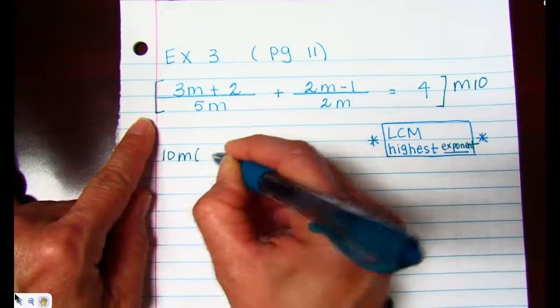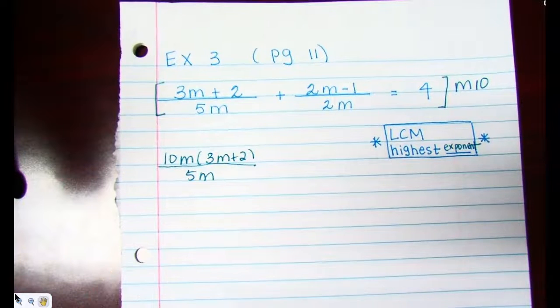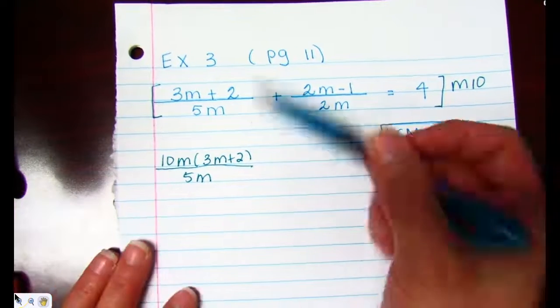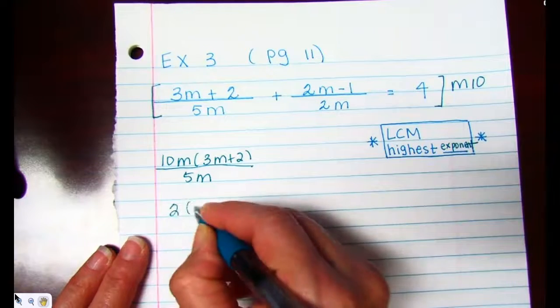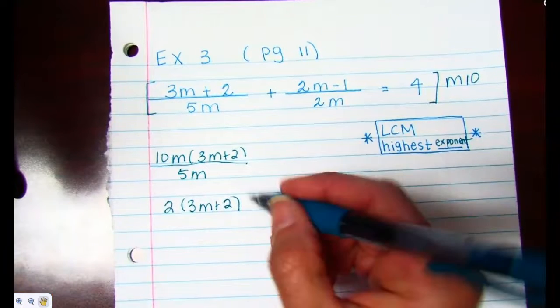So look, we are going to multiply 10m by the first piece here, the whole entire piece. So remember, it is not just like a snippet. You want the whole entire thing there. Okay, so 10m divided by 5m is just 2. So that's going to be 2 times 3m plus 2. So that's usually how it works. Let me recopy the plus sign.